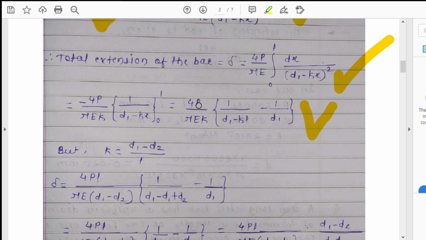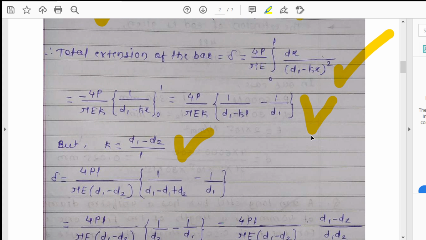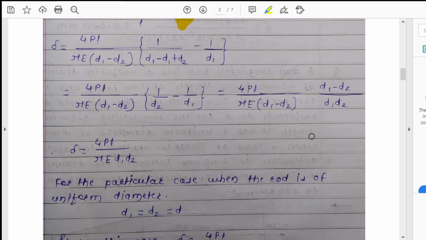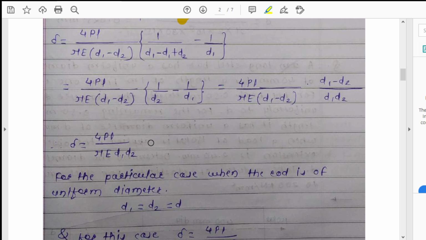Now this integration value is 4P upon pi E k into bracket 1 upon (d1 minus kL) minus 1 upon d1. Now k is nothing but (d1 minus d2) upon L. This value is an assumed value. Okay, so put that in the above equation, and by calculating it mathematically and simply rearranging, you will get delta equals 4PL upon pi E d1 d2.